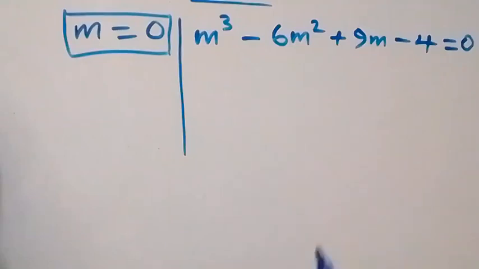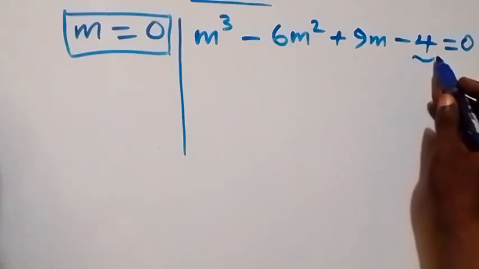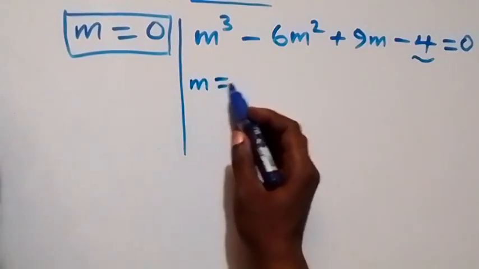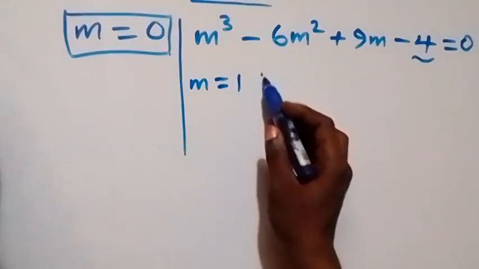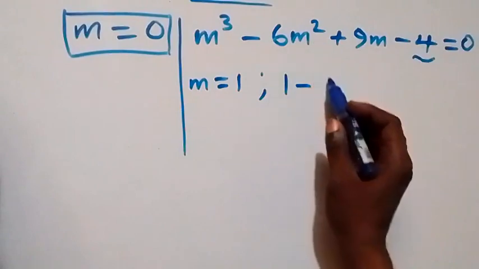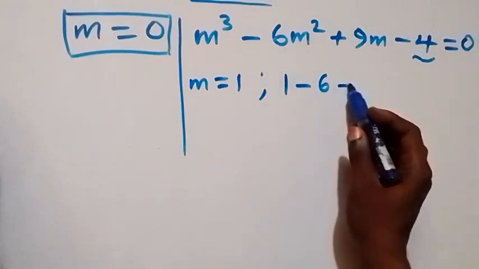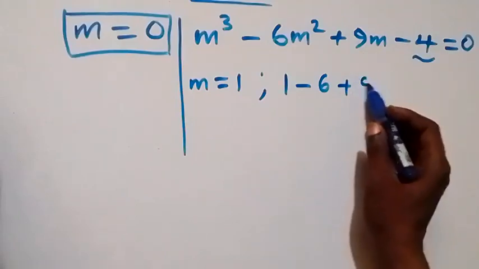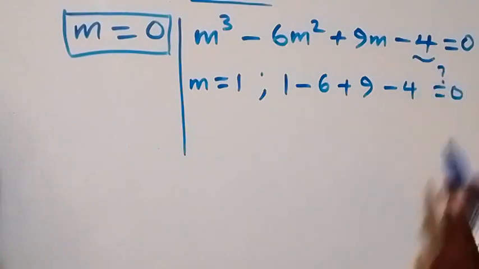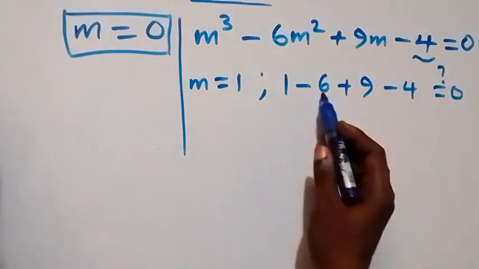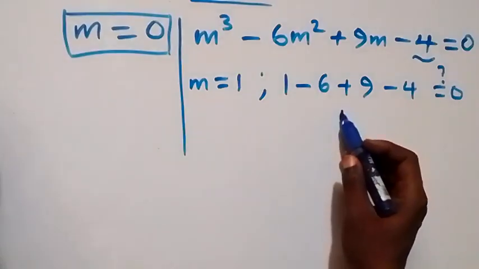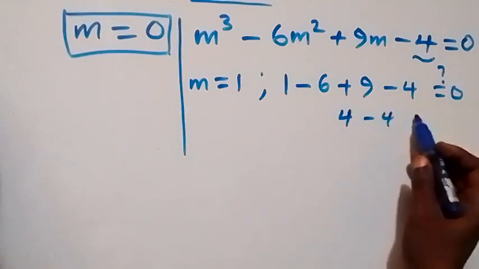We can test with the factors of 4 to get one of the roots. Now, if we put m equals to 1 from here, it implies that here 1 raised to power 3 is still 1, then minus 6 times 1 squared, that's still minus 6, then plus 9 times 1, that's still plus 9, minus 4. Will this be equals to 0 from here? Then here 1 minus 6 is minus 5, then plus 9, that's 4, minus 4 is equals to 0.